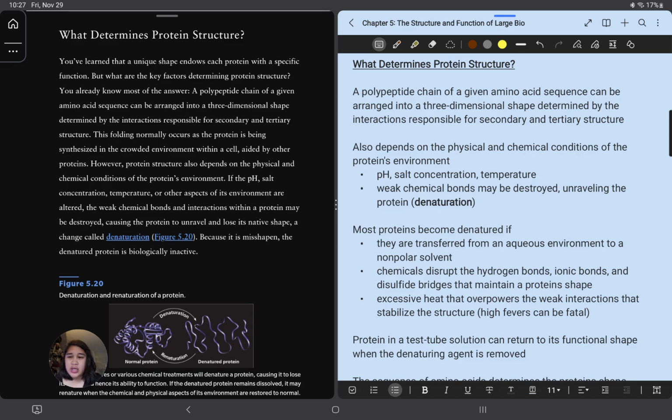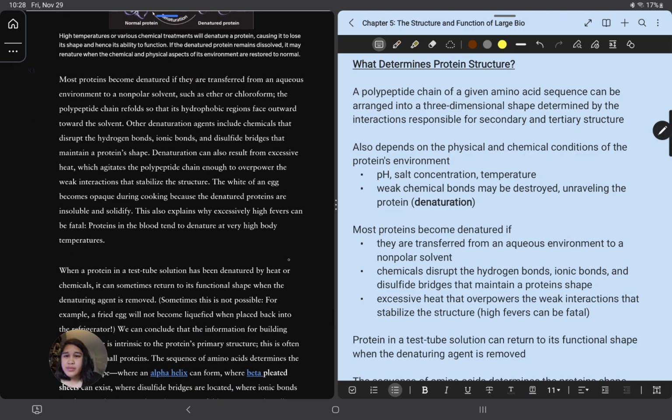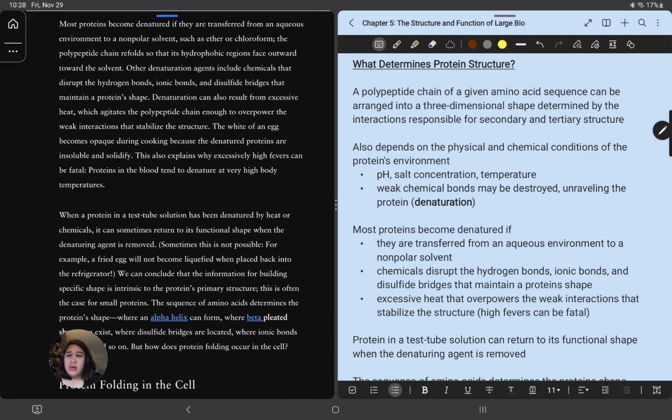If the pH, salt concentration, temperature, or other aspects of its environment are altered, the weak chemical bonds and interactions within a protein may be destroyed, causing the protein to unravel and lose its native shape, a change called denaturation. Because it is misshapen, the denatured protein is biologically inactive. Most proteins become denatured if they are transferred from an aqueous environment to a nonpolar solvent, such as ether or chloroform. The polypeptide chain refolds so that its hydrophobic regions face outward towards the solvent.